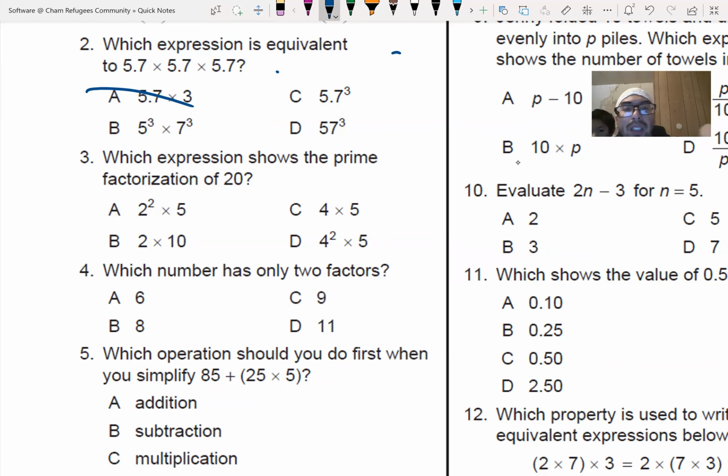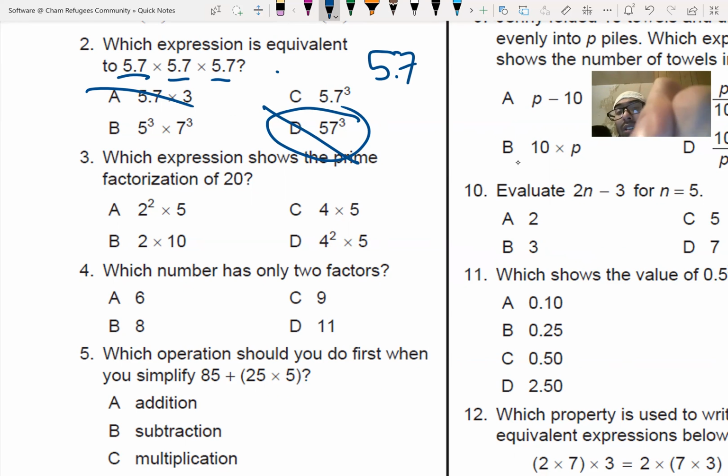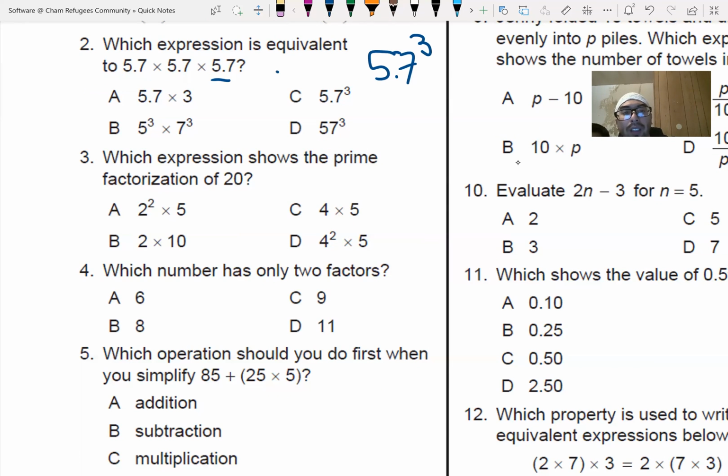Let's eliminate another one. Let's eliminate this one. How do I know this one is not right? Because look, it doesn't have the decimal number as the base. Remember, how do we find out what the base is? The base is the number that's repeating. So 5.7, 5.7, 5.7. So it's 5.7, right? And then how many times is it being repeated? It's being repeated 3 times. So then that's going to be to the power of 3. So our correct answer is 5.7 to the third power. Okay? All right, now this is the fun one.